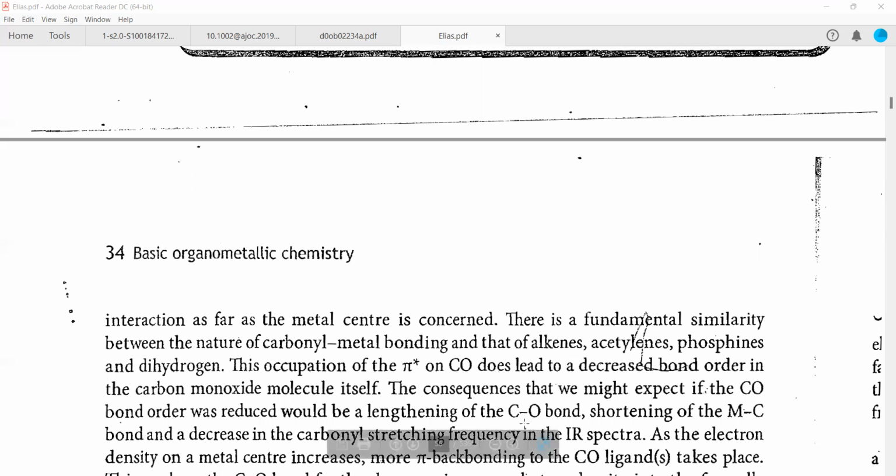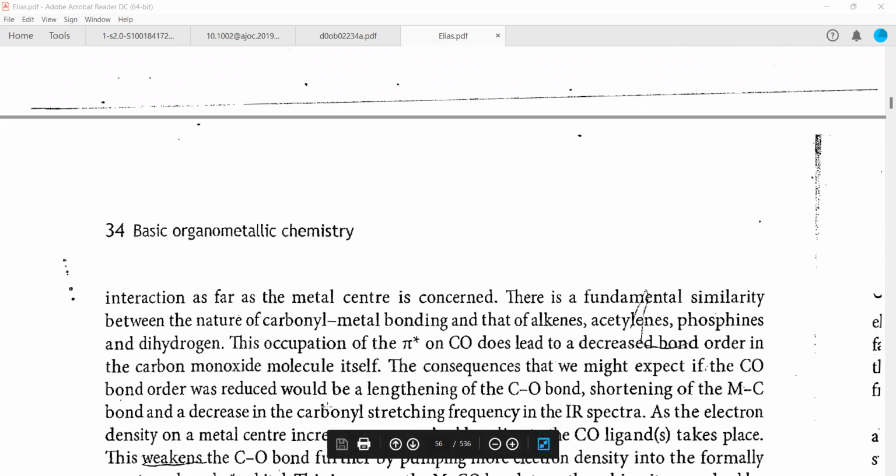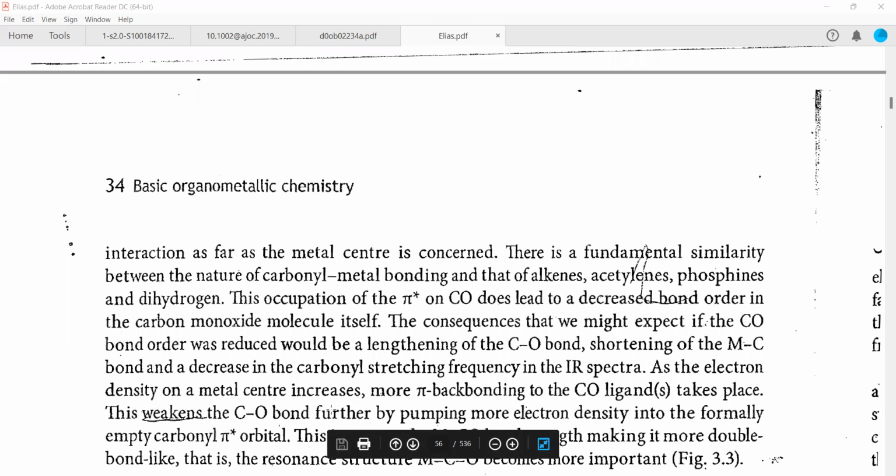Now the consequences that we might expect if the carbonyl bond order is reduced would be a lengthening of the carbon oxygen bond and shortening of the metal carbon bond. Definitely yes, because if you are giving the back donation, a bond is being made, and that will shorten the bond. We know that a double bond is shorter than a single bond, and that is why it's a kind of double bond, right? So the metal carbon bond distance will be lower, and since the electron is getting added to the pi star of the carbonyl, the carbon oxygen bond will become longer.